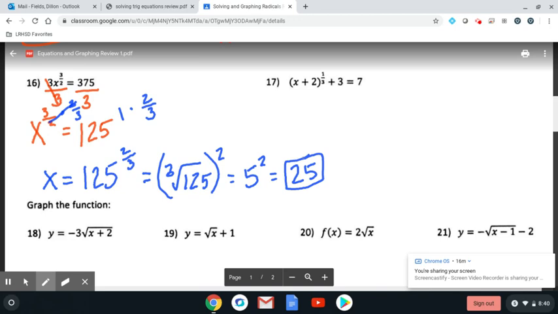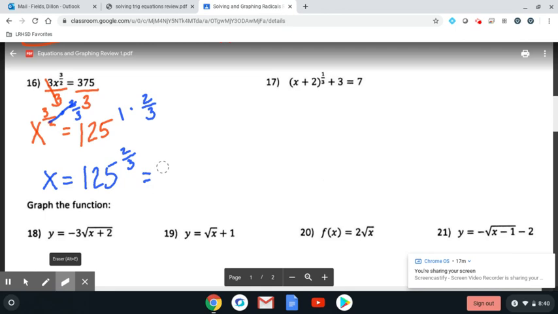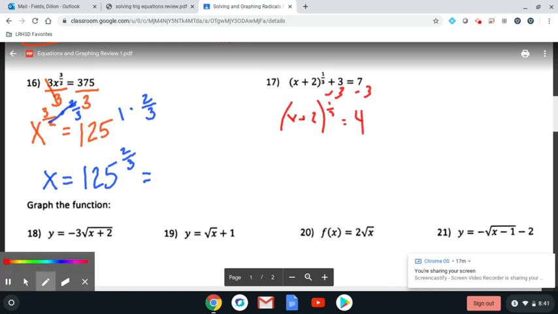Okay. All right, so it's really similar with number 17. I'm just going to go ahead and erase some of the last couple steps on 16, just so I have some room to do problem number 17 over here. All right, so when you look at 17, it's really similar. Just notice the only thing being raised to the 1/3 power in this case is the entire group of x plus 2. So that means you want to subtract a 3 on both sides first. So you're going to have x plus 2 to the 1/3 is equal to 4.